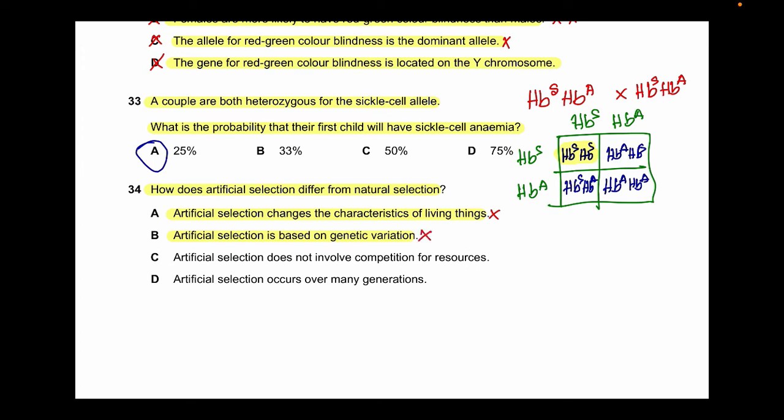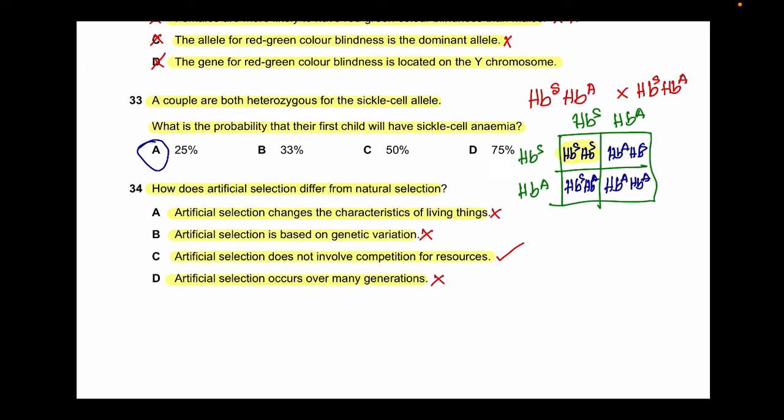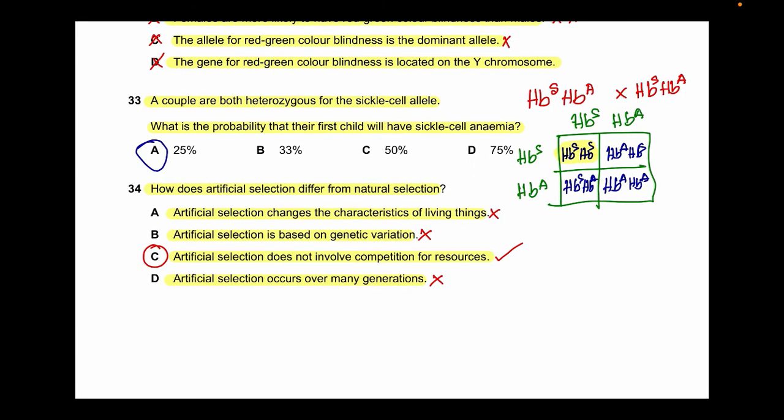So no. Artificial selection does not involve competition for resources. Yes, exactly, because it is done by humans, where resources are usually plentiful. Artificial selection occurs over many generations. All right, even natural selection occurs over many generations. So C is the correct option for artificial selection differing from natural selection.